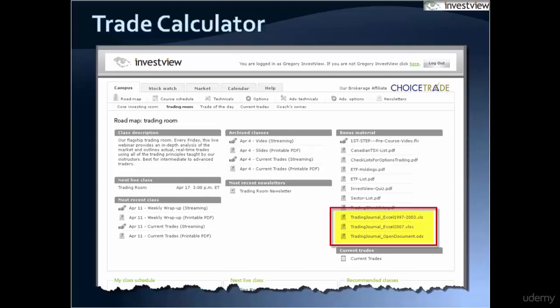We have a trade calculator that you have access to online. As an InvestView member, you can come in, and we have it in a couple of different formats depending on what version of Excel you're running on your machine. It runs through Microsoft Excel. After you download the calculator, which again is in our bonus material, we have a lot of bonus material online that you get access to as a member.